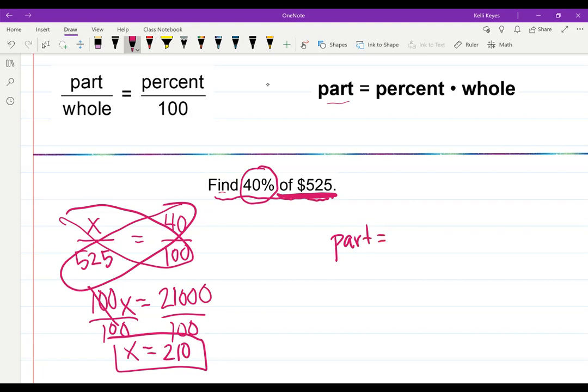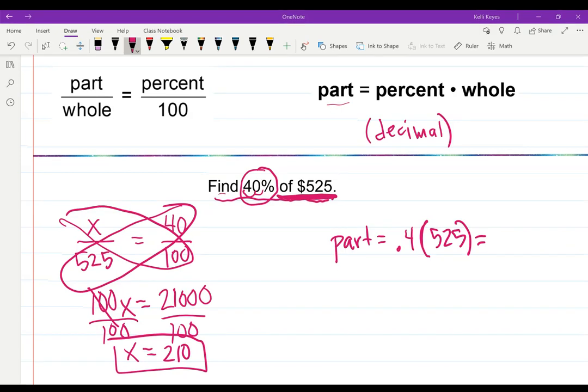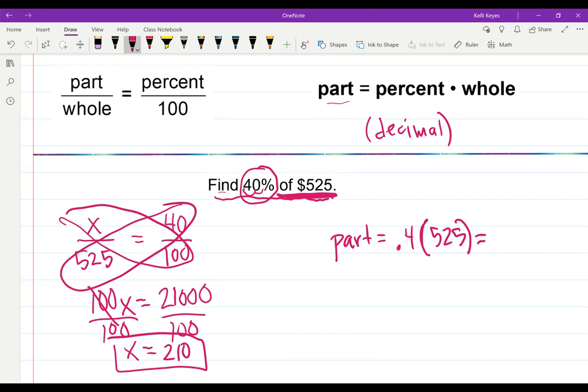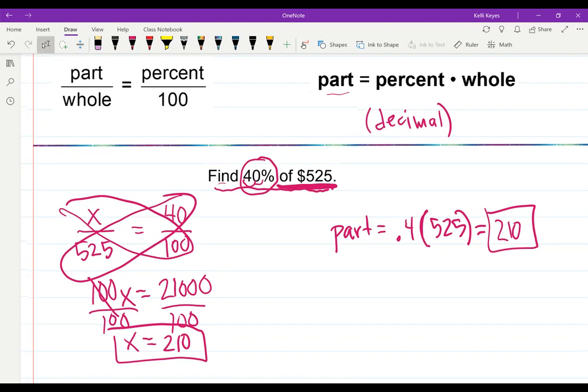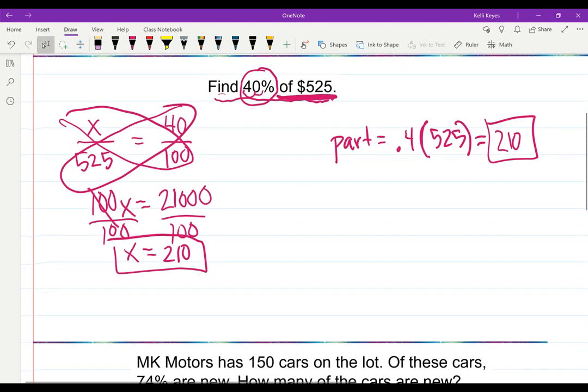is, and remember, this also needs to be the percent as a decimal. So 40% as a decimal, I'm going to move it two places to the left. So that'll be 0.40 or 0.4 times the whole, which is 525. And so when you do 0.4 times 525, that should be 210. So notice they're the same thing. It's essentially the same arithmetic. It's just how you set up the problem, whether you want just the equation or set up as the proportion.